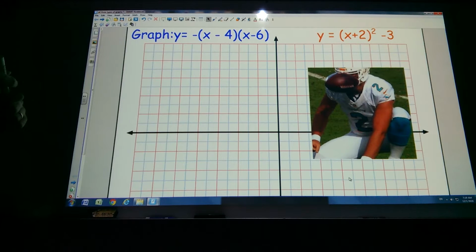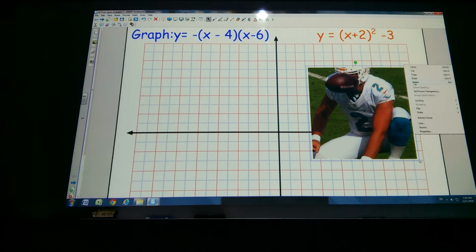All right, that's the last video of the semester. Pause it and try to graph these two parabolas. I'm going to start with the harder one first.